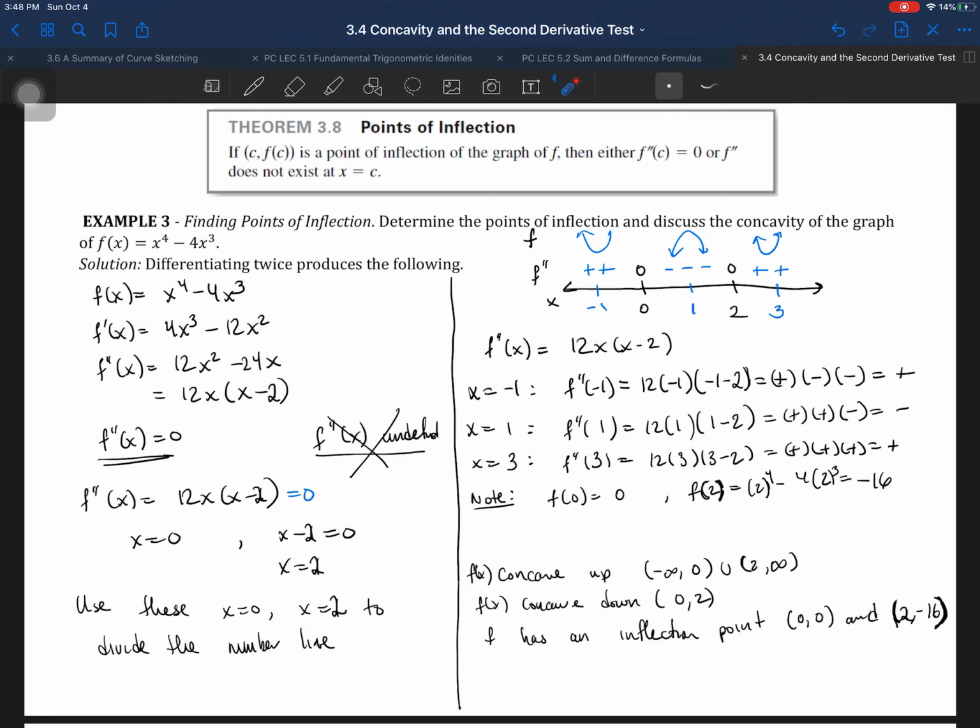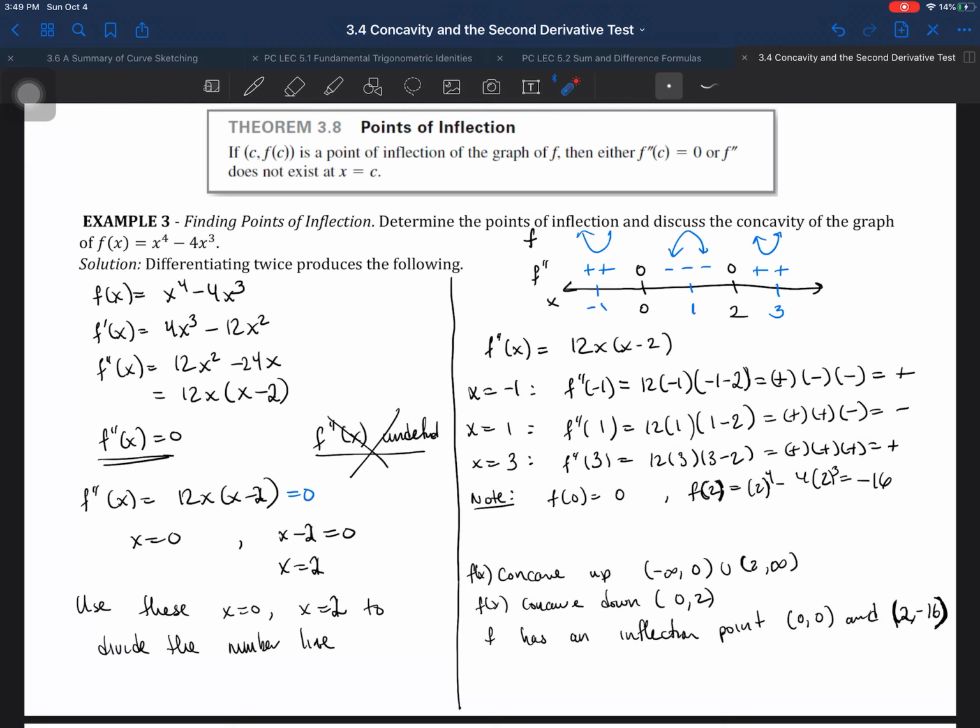All right, so let's try the next example. Let's determine the points of inflection and discuss the concavity of the graph of the following function. Okay, so we already know how to find concavity. Now, what we're doing differently here is we're also finding the point of inflection. The point of inflection has to be a point, so you have to have the x component and the y component. So let's begin.